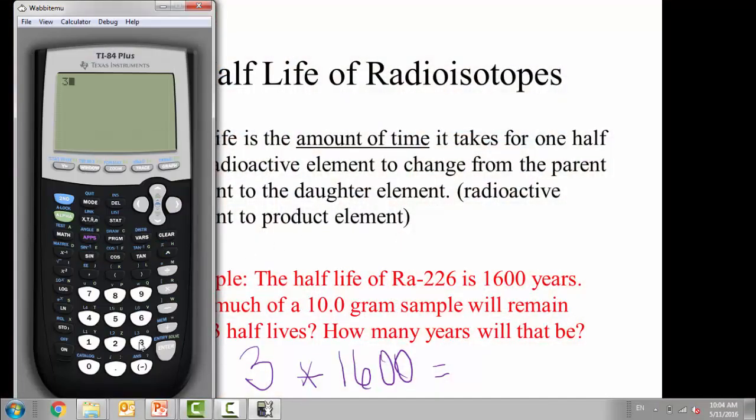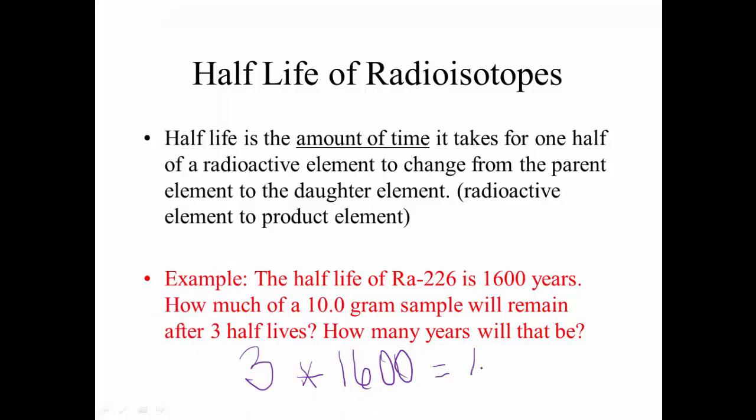So just so I don't make any mistakes on my video here, I'm going to use my calculator. 3 times 1600, it's going to take 4,800 years for that to happen. So 4,800 years total. Okay, so that's how half-life works.